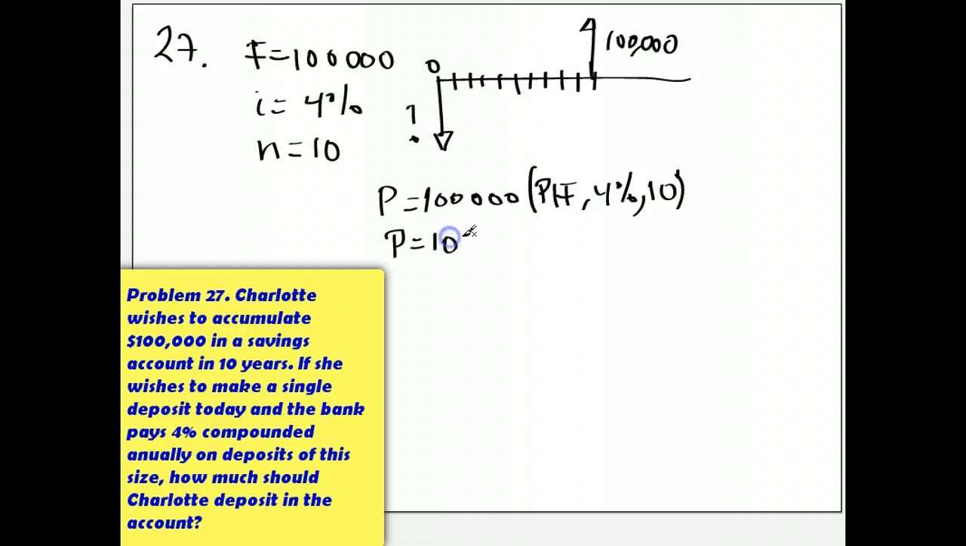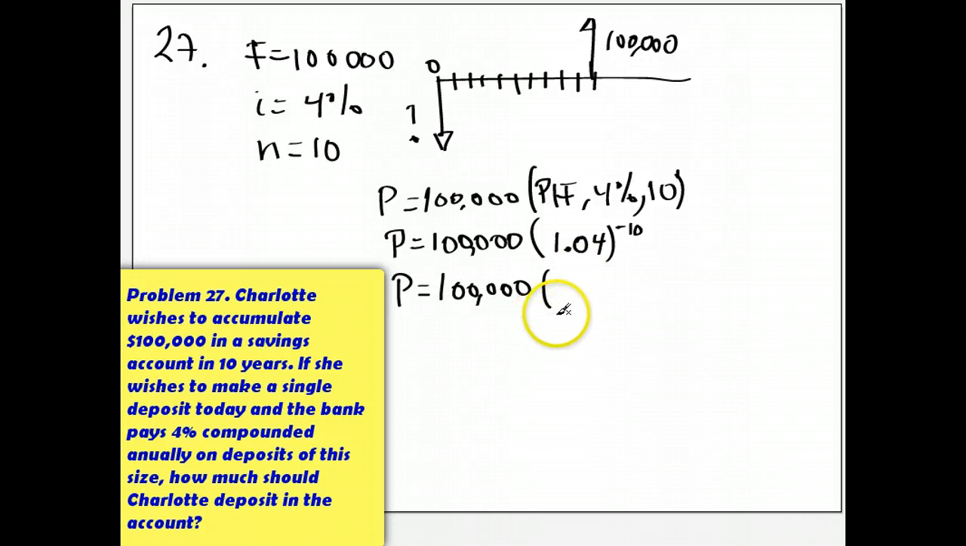That means that this present value is going to be $100,000 times P given F. The factor is 1.04 raised to the negative 10, and this translates to $100,000 times 0.67 5564.